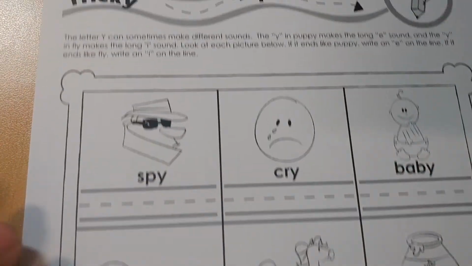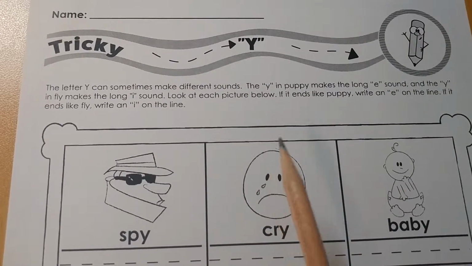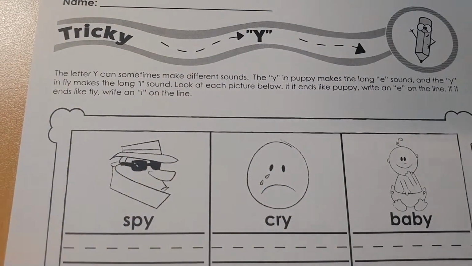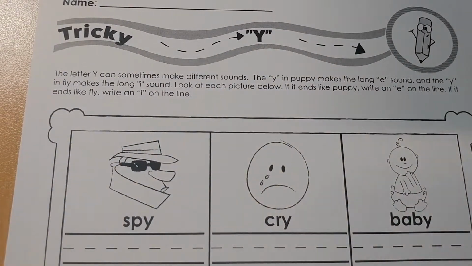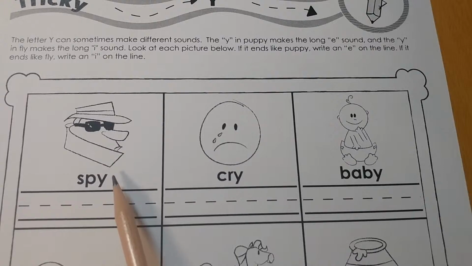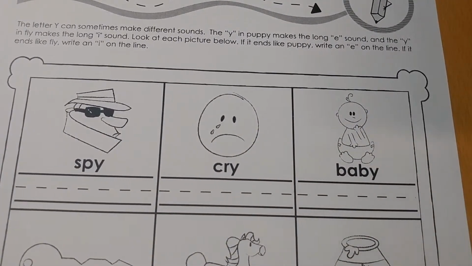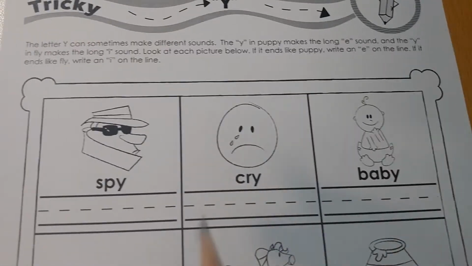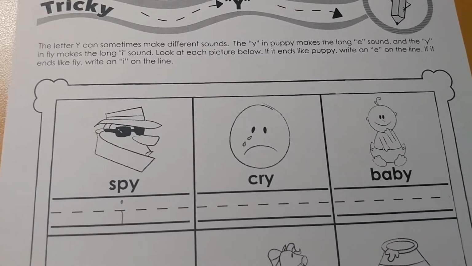The last 2 pages, we're going to talk about tricky Y. So you remember, when there's 1 clap, the Y makes an I sound. But when there's 2 claps, the Y makes an E sound. So if we're looking at these words here, what's this? Spy. Just 1 syllable. So that makes the I sound. So we're just going to write an I on the line.